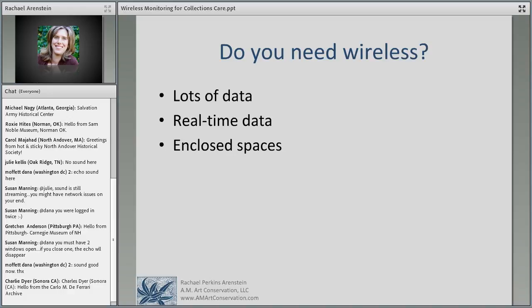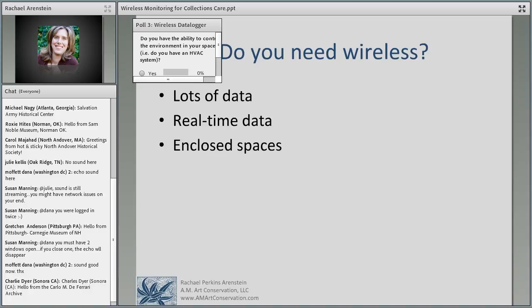The second is whether you need real-time data. It is sort of cool, and it's also super convenient to sit at your desk and click into your monitoring system to see what's going on. However, the main advantage to having real-time data is the ability to quickly learn of and respond to problematic conditions in your collection environment. So if you're in an institution without climate control, you don't actually have the ability to make corrections. And therefore, real-time knowledge, while nifty, doesn't necessarily advance your collection care. So I'm going to emphasize this again. If you don't have an HVAC system, you probably need to have another compelling reason why you would want a wireless system. So, Jenny, let's ask the next poll question.